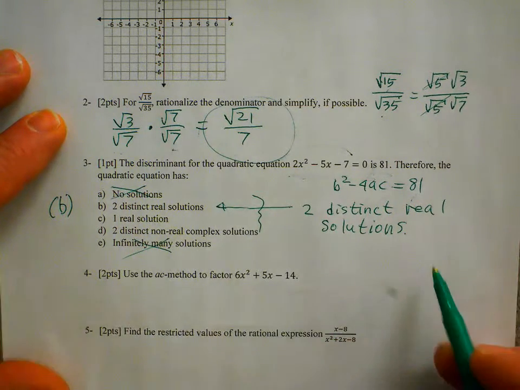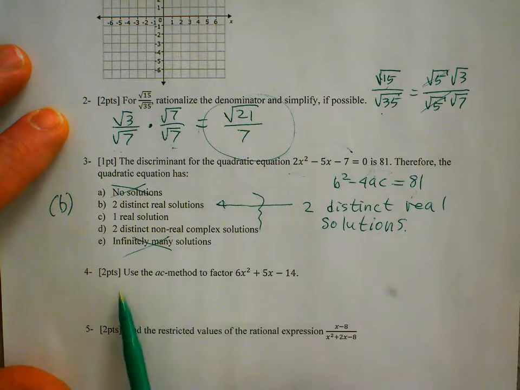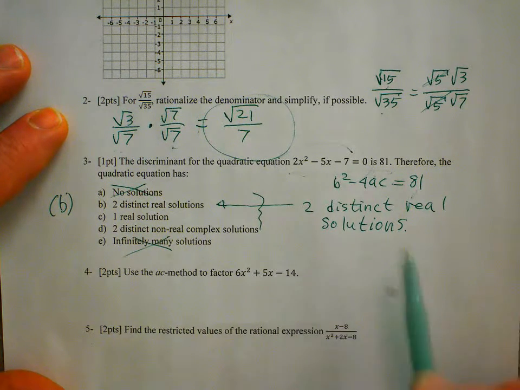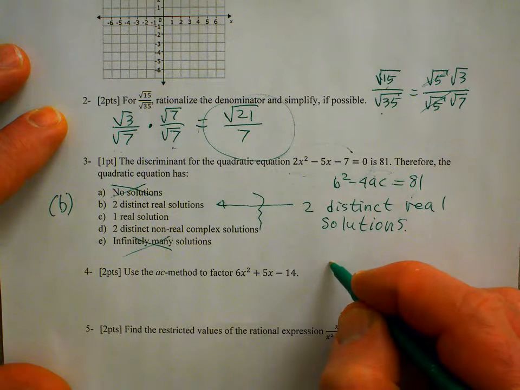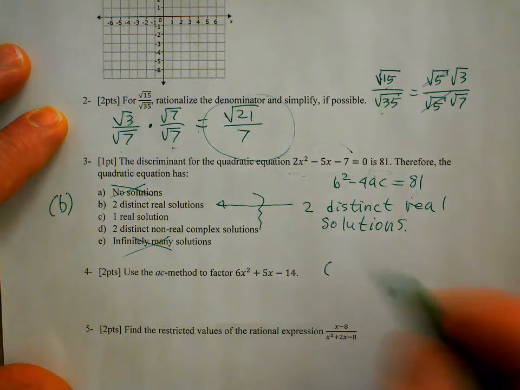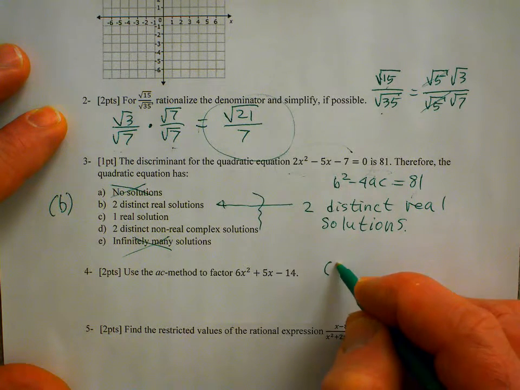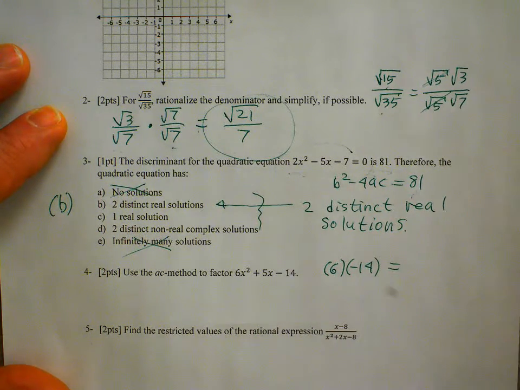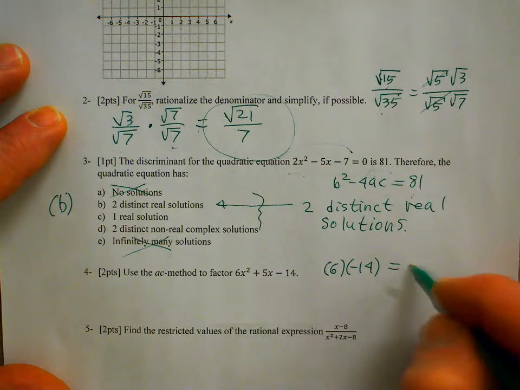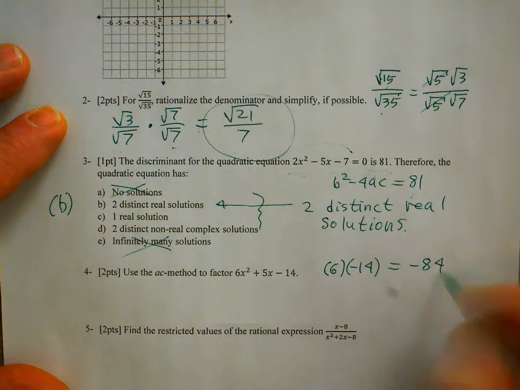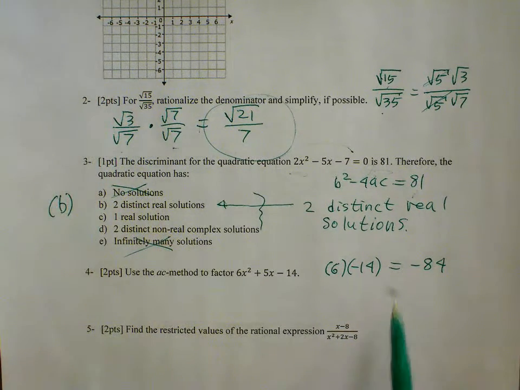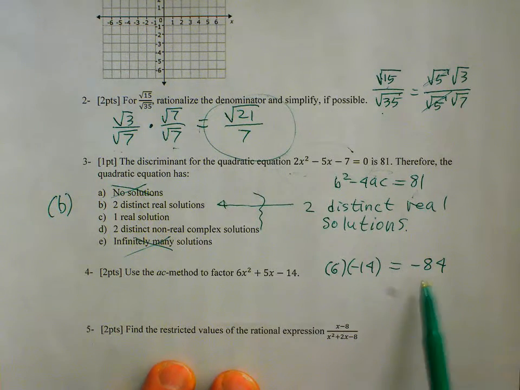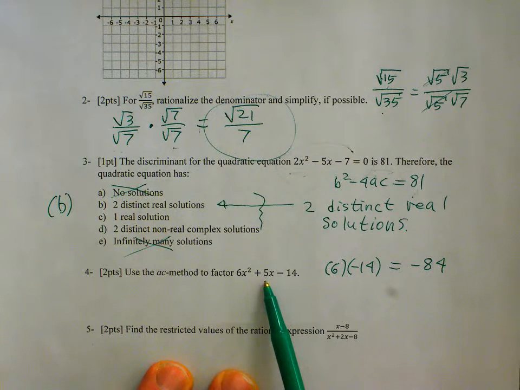Use the AC method. If the instructions on the final say use the AC method, then you'll want to show that work on paper, so in the event that you type in an incorrect answer, you might be able to get partial credit back. So we multiply 6 times negative 14, and that is negative 84. We want to see if we can find 2 integers that have a product of negative 84 and a sum of positive 5.